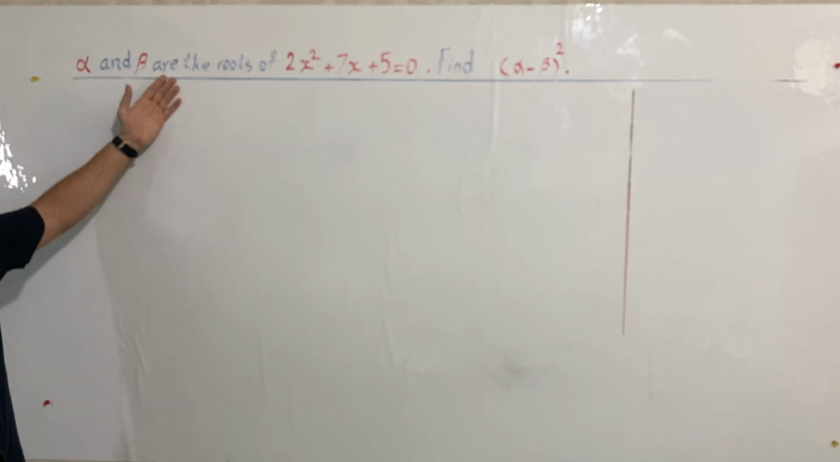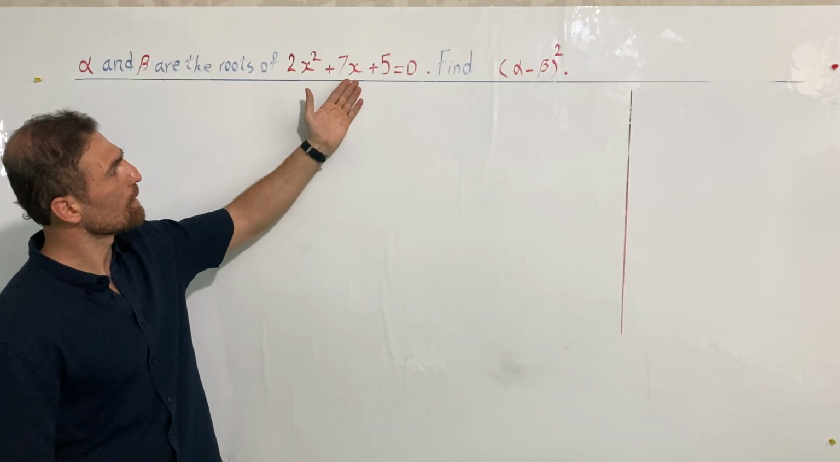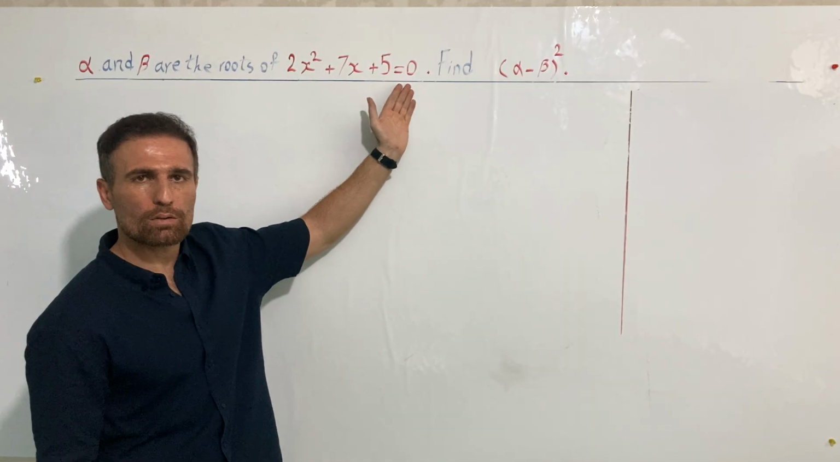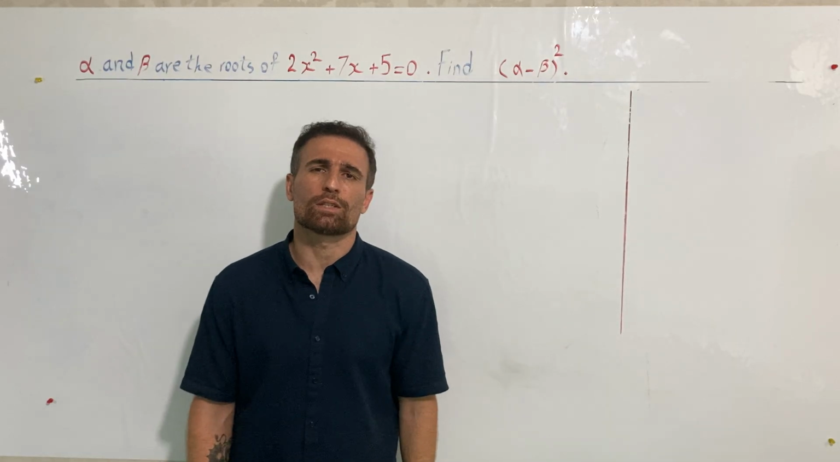Alpha and beta are the roots of this equation, which means 2x squared plus 7x plus 5 equals 0. We are going to find the value of alpha minus beta squared. But where should we start the solution?